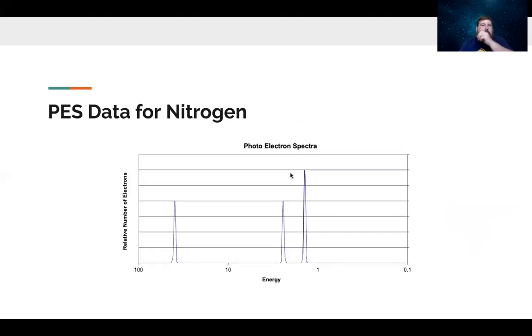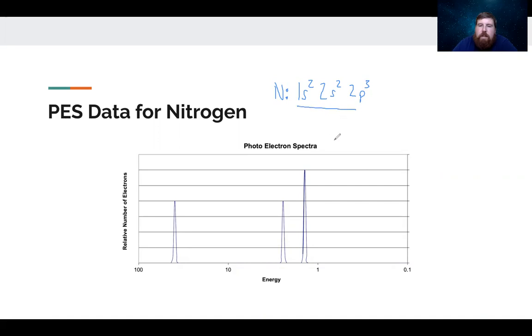So for example, let's go ahead and look at nitrogen. So this is the photoelectron spectrum data for nitrogen. And what I want to start off with is just, let's remind ourselves what the electron configuration for nitrogen is. Nitrogen has 7 electrons. It has 1s2, 2 electrons in that first energy level. It has 2 electrons in that second energy level, 2s sublevel, and then 3 electrons in the 2p sublevel. So 2, 4, and then 7. So there are our 7 electrons.